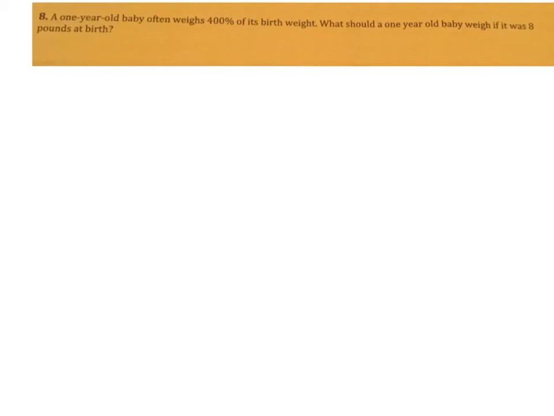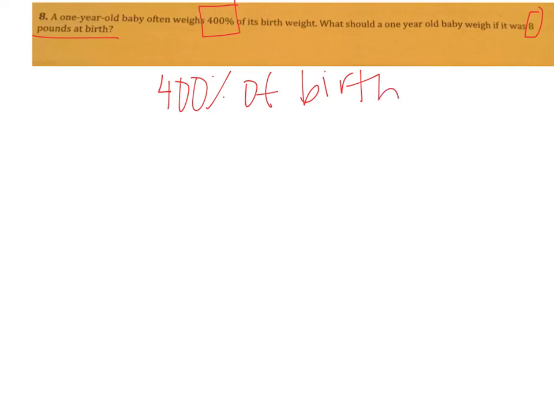A 1-year-old baby often weighs 400% of its birth weight. What should a 1-year-old baby weigh if it was 8 pounds at birth? So we know that 400% of birth weight. So 400% of the birth weight.